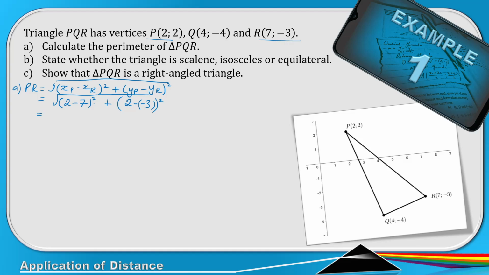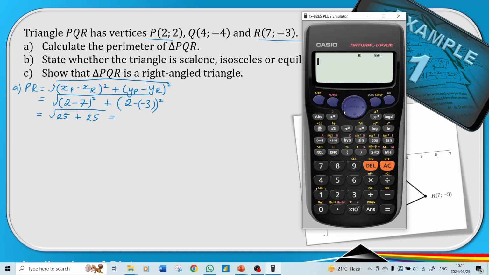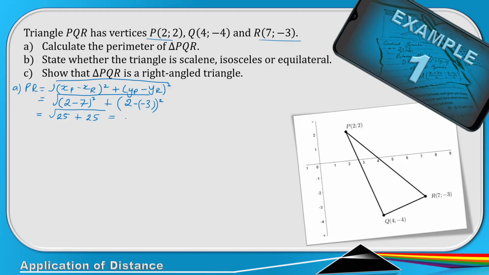And then to simplify, this becomes 2 minus 7, which is negative 5. So negative 5 squared is 25. And then 2 plus 3 is 5, so that is also 25. Okay, and then that is square rooted. If I put this onto the calculator, I get the square root of 25 plus 25, and that gives me 5 square root of 2.